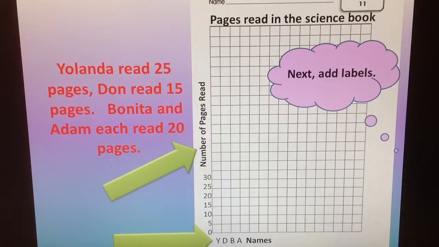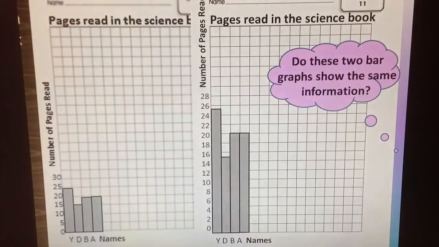5, 10, 15, 20, 25, 30. And then we're also going to include labels. And what we mean by labels is explain what those numbers are counting, number of pages read. You can write the letter for each name down here. Y stands for Yolanda, D stands for Dawn, B stands for Benita, A stands for Adam. And then you need a label that tells us what those are standing for. Those are standing for names, so that needs to be on your bar graph as well.